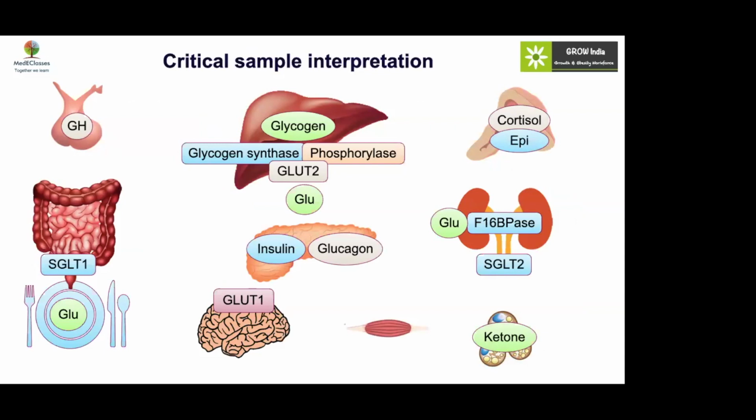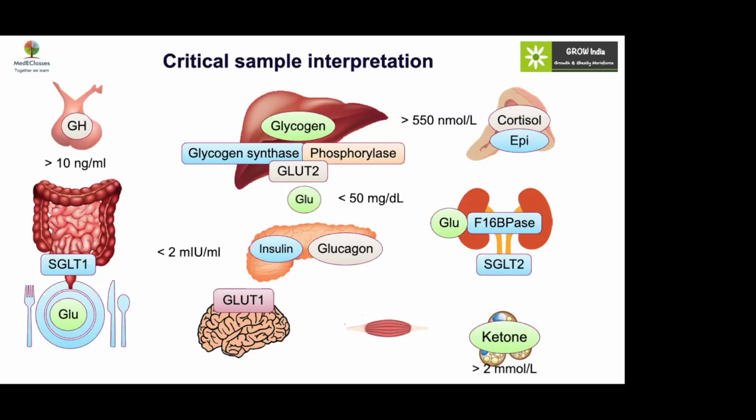During hypoglycemia, what you expect is that your insulin should be undetectable. Any detectable insulin becomes significant. Your cortisol should be more than 550. Growth hormone should be more than 10. And ketone should be more than 2. And this is the most important thing to interpret.